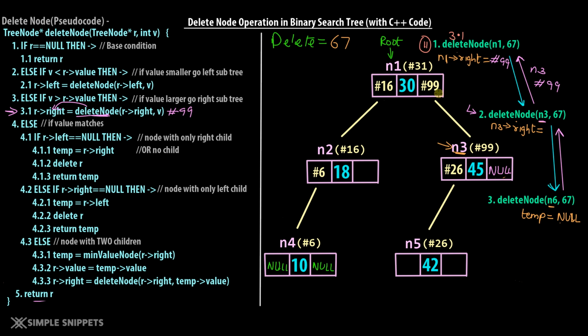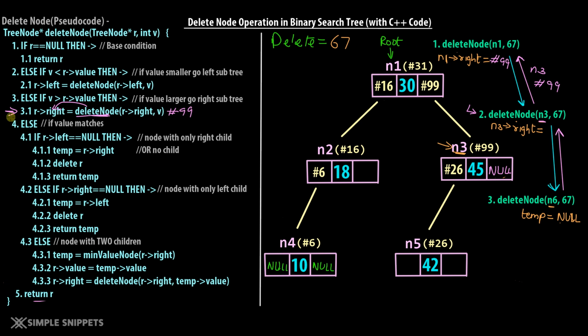So n1's right already has hash 99, so it will simply be overwritten over here, and this link will always be maintained. We are not deleting or tampering this link, so this has to be as it is. So that's why this return r is important, to return the original address of n3 back again. And now the first delete node operation will resume its operation after step 3.1.